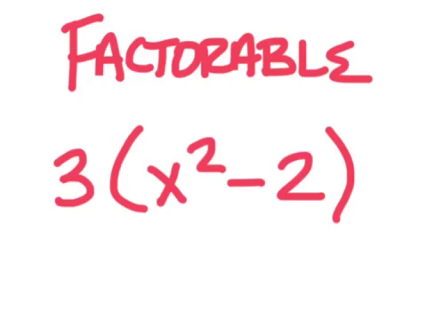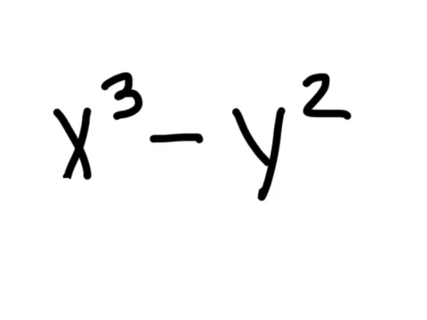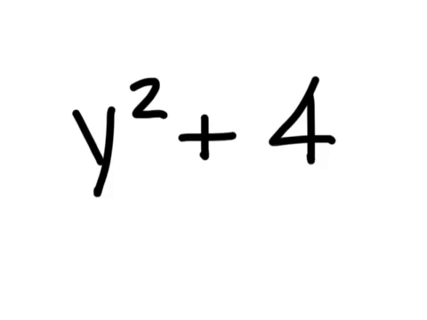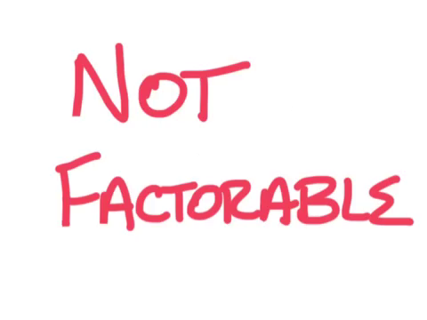What's this one? Yeah, this one is a cube and this one is a square. So it's not factorable. What's this one? Factorable. Difference of two squares. Sum of two squares. Not factorable, because we don't have a sum of two squares.